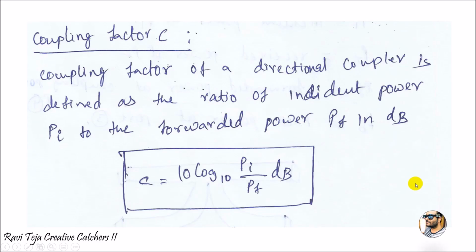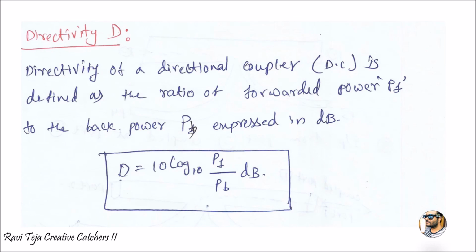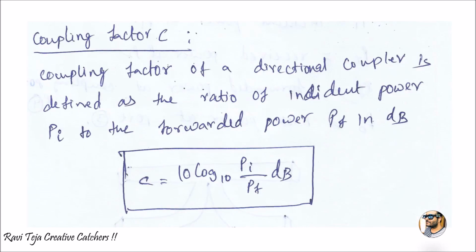We have two properties: one is the coupling factor C, and the other is the directivity D. Let's see the coupling factor C first. The coupling factor of a directional coupler is defined as the ratio of incident power PI to forwarded power PF in decibels. So our coupling factor is given as C = 10 log10 (PI/PF) in dB. This is how the coupling factor C is calculated.